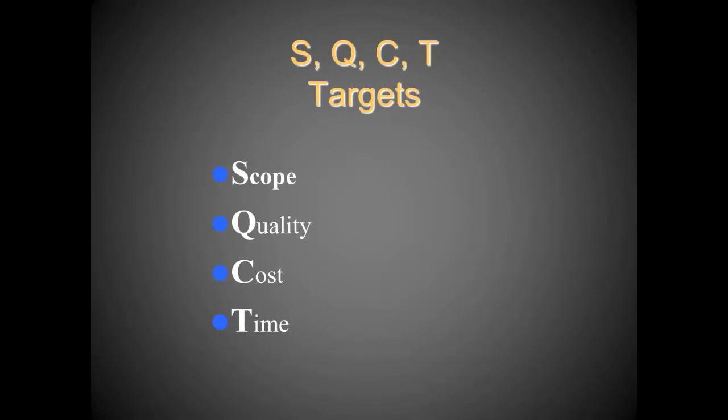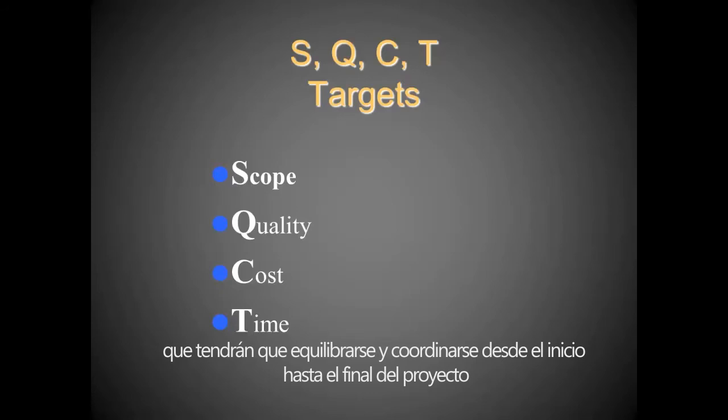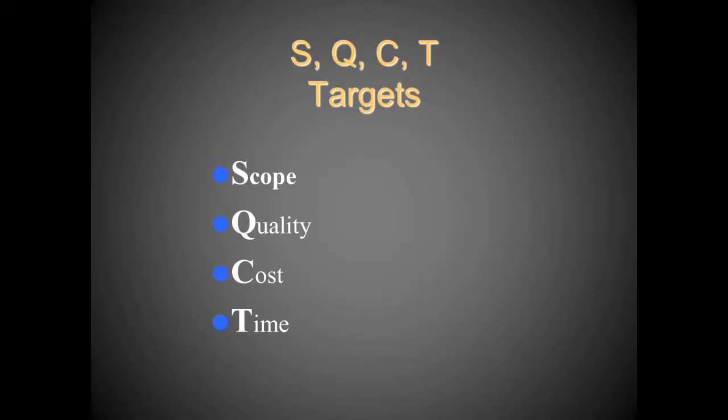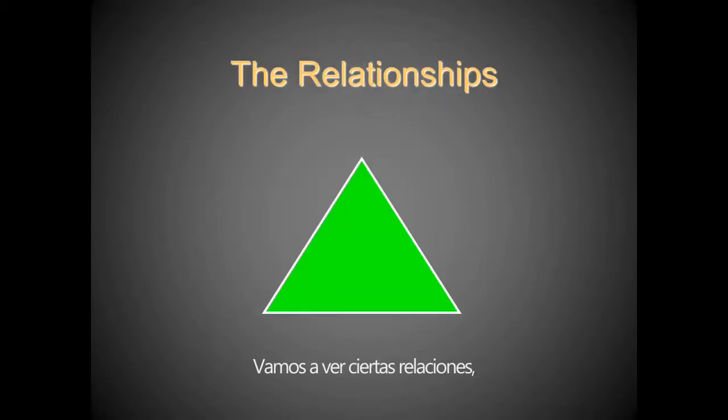These are the 4 elements that we will work with, that we will balance, that we will coordinate from the beginning to the end of the project. These things we are constantly working with throughout the project, from beginning to end, always. Look at the relationships here.